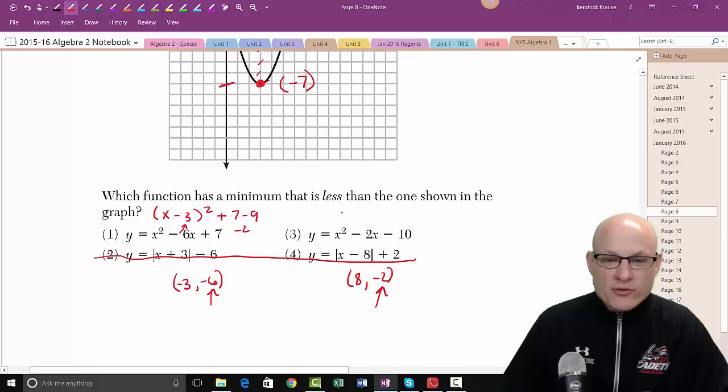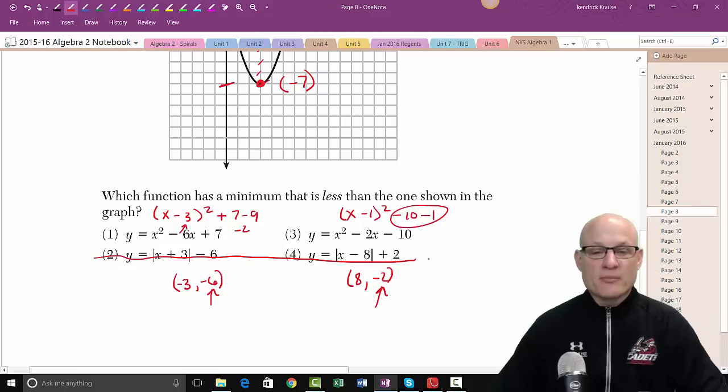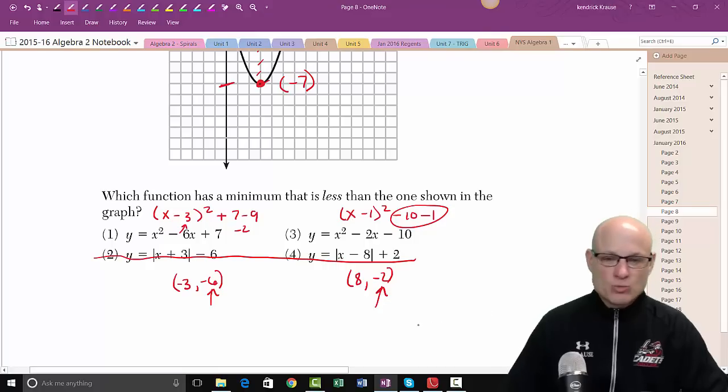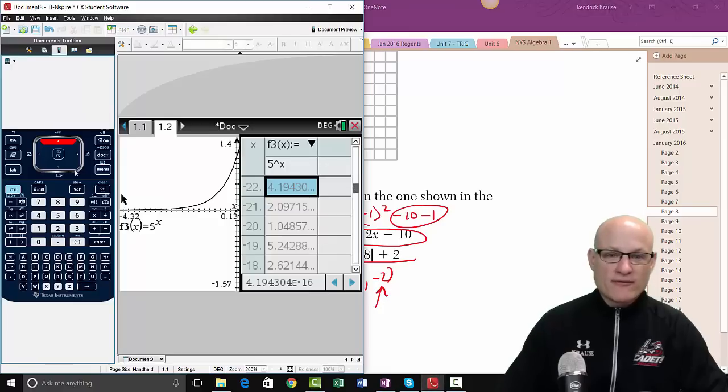And this one would actually be x minus 1 squared. Since I added 1, I have to subtract 1. This would be -11. That would be our minimum there. So, whatever. The answer is 3. So, let me show you how to do this graphically. So, I'm going to put all of these on here graphically.